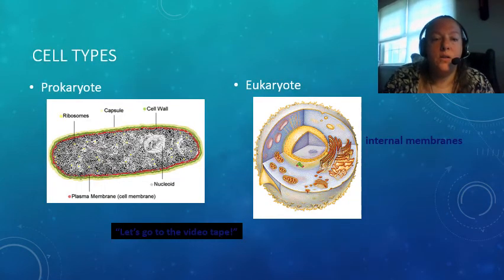And here you see what types of cells we're going to be looking at. Prokaryotes, which are single-celled organisms, but they do have some organelles, and eukaryotes that have a whole bunch of different internal organs, or organelles as they're called.